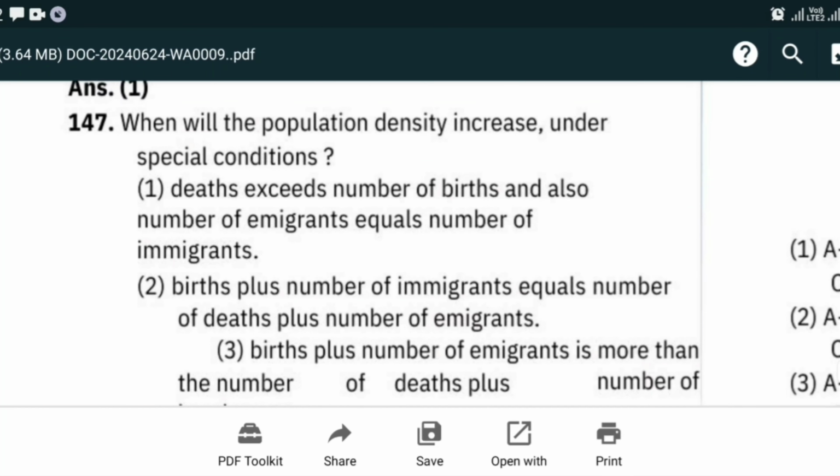Then when will the population density increase under special condition? So here the first option they are telling is death exceeds number of birth, and also number of immigrants equal number of emigrants. So here what they are telling, death exceeds. If the number of death is more, then population will not increase. So the first option is wrong.